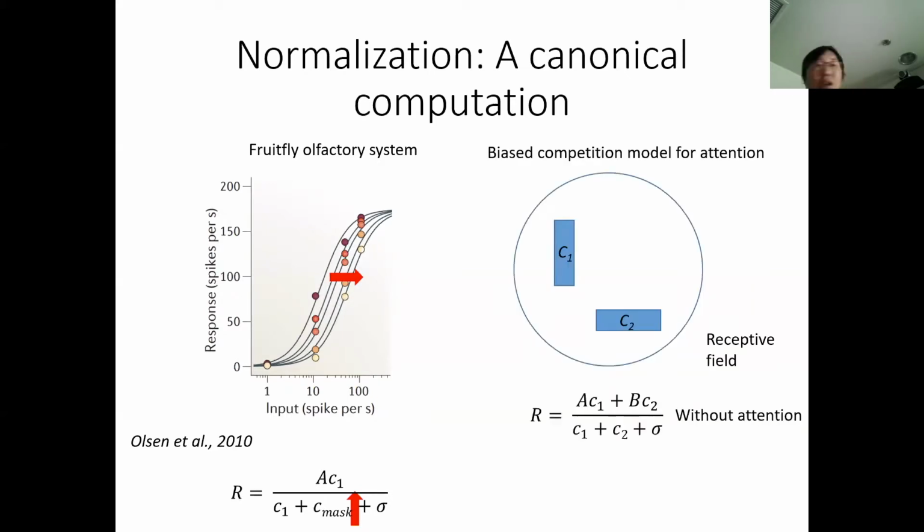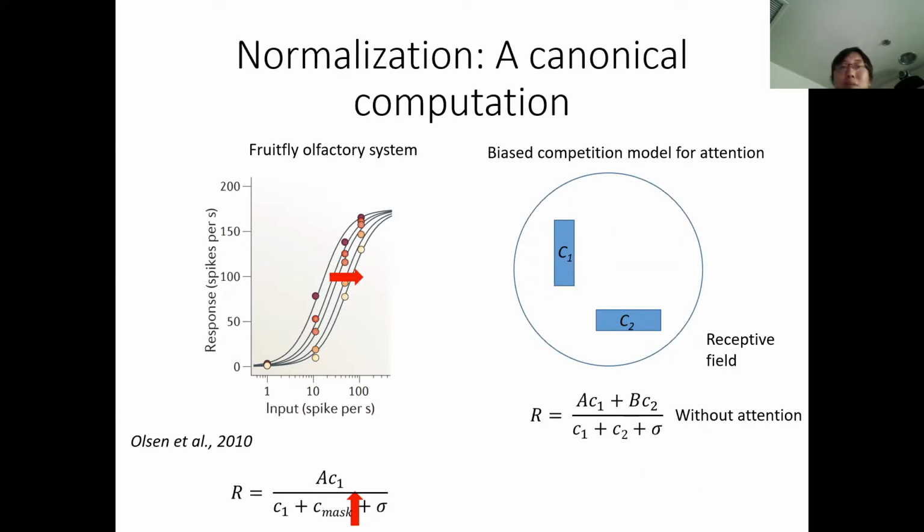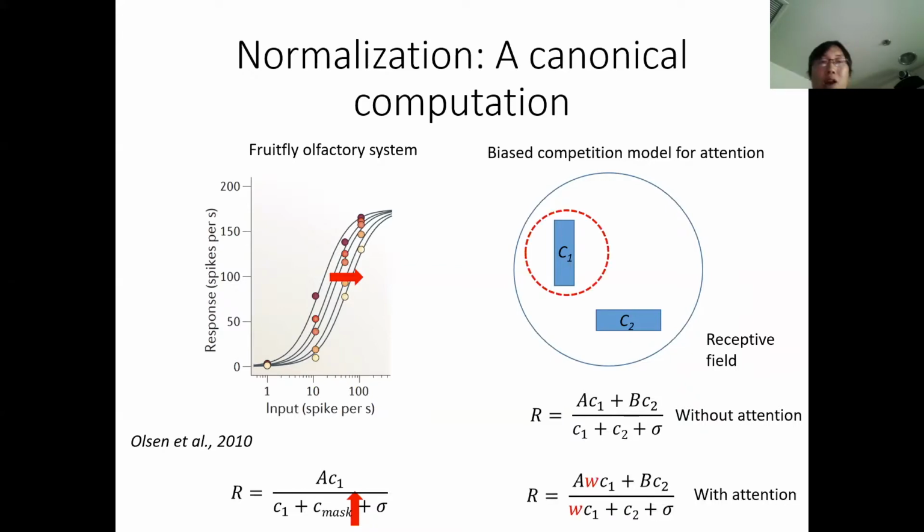Also in monkey V4, when two stimuli are presented in the receptive field simultaneously, the response of the cell can be described by a normalization model as a weighted averaging model. But when the monkey starts to pay attention to one of the stimuli, say stimulus 1, the response becomes more like the response to stimulus 1 presented alone. Such a phenomenon is called the biased competition model, and it can be understood as attention changing the gain of stimulus 1 within a normalization model.